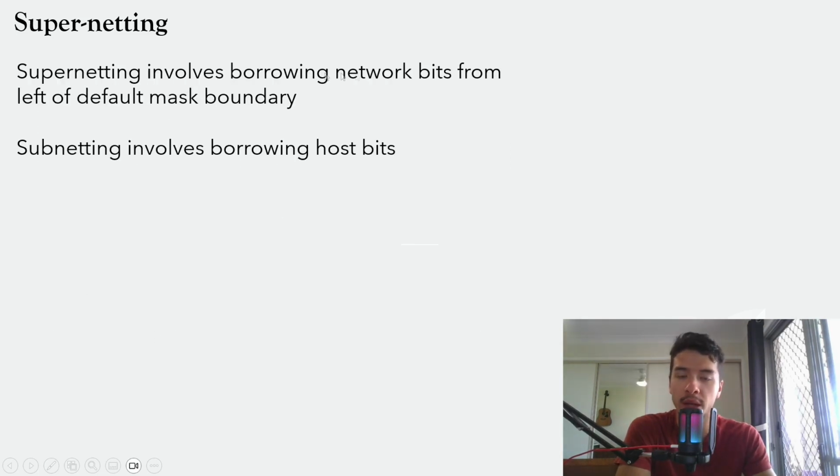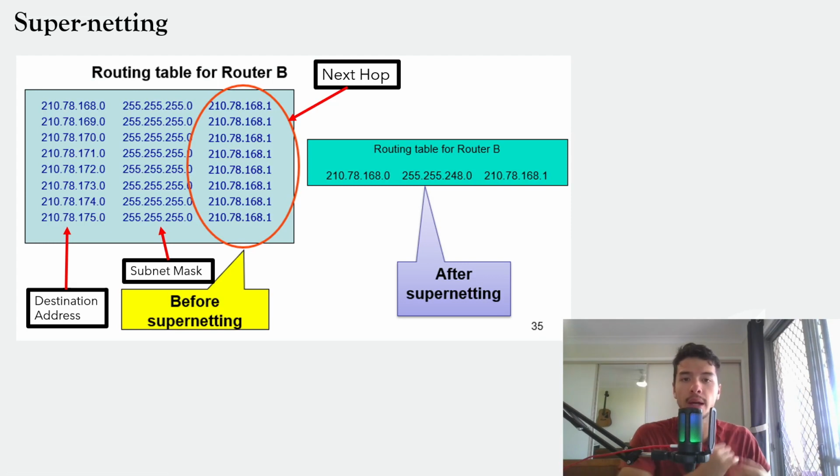Yeah, so subnetting involves borrowing network bits from the left of the default mask boundary. Subnetting involves borrowing host bits, so it's the opposite. Okay, so the reason it's 255.255.248.0 for the supernetted mask is because that's what's required to aggregate 8 networks, as seen visibly here.